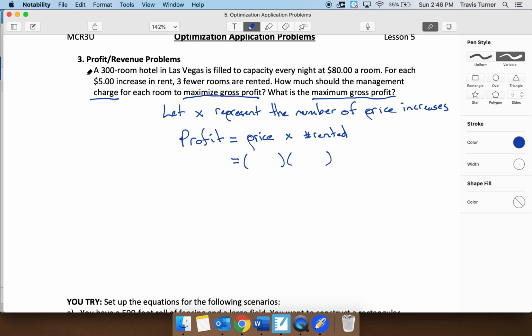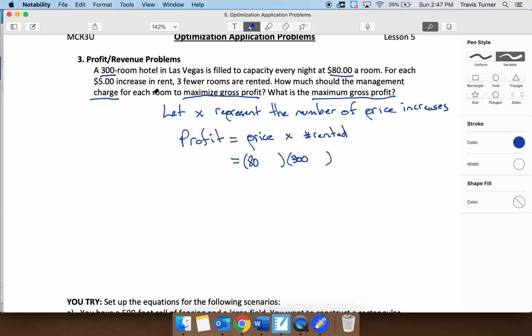When I go back through and I read the question again, I say, okay, what part does this go in? So a 300-room hotel in Vegas is filled to capacity. Does that 300 fit into the price or the number rented? So hopefully you figure out number rented. So I'm going to put 300 here. And it says that's at $80 a room. So $80 is part of my price. So I put 80 bucks here.